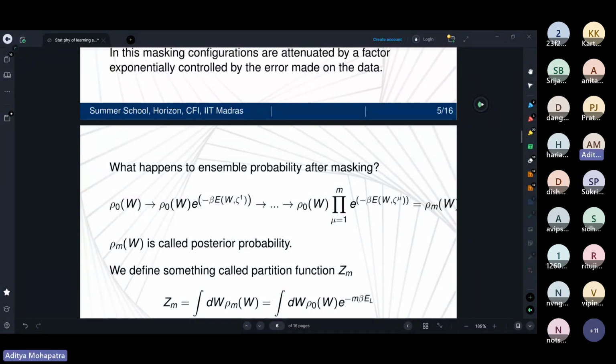I think I got disconnected. Now am I audible? Yeah, now you are audible.